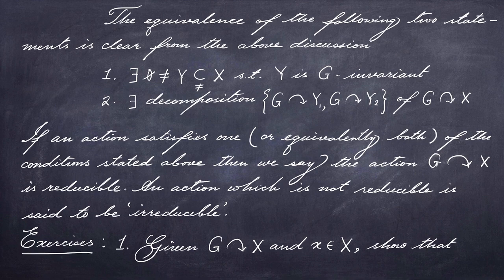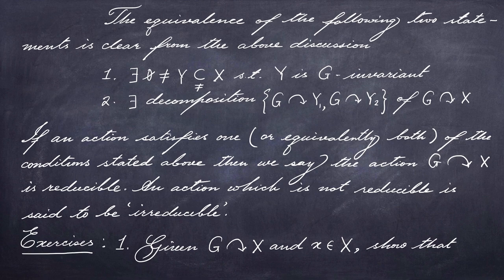So now we will see some examples of irreducible actions. Before we get into those examples, I think it's better to have some equivalent characterizations of this irreducibility of actions, because that is going to be much more helpful to see that the examples we are going to talk about are indeed irreducible. So the exercises that I would like to leave here are as follows.